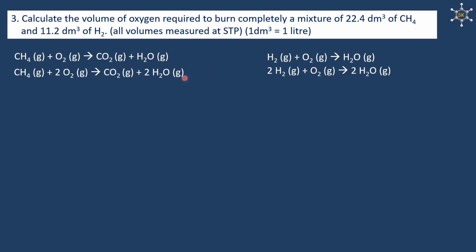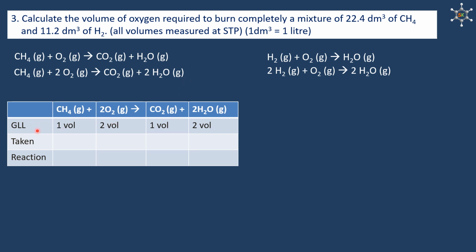For the first reaction, if we apply Gay-Lussac's law, then 1 volume of methane reacts with 2 volumes of oxygen, giving 1 volume of carbon dioxide and 2 volumes of water vapor. The amount of methane taken is 22.4 dm cube, that is nothing but 22.4 liter.